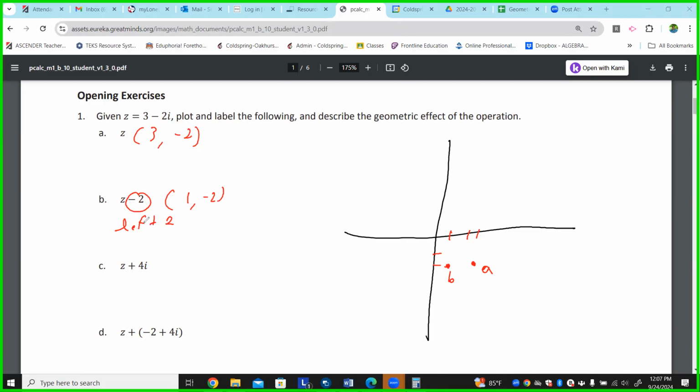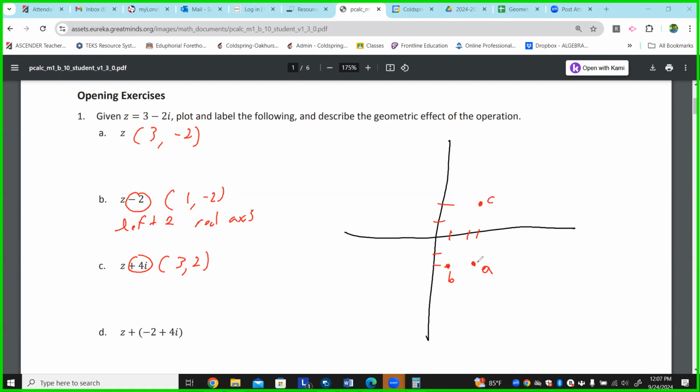Your book will probably say left 2 on the imaginary or the real axis or something like that. So it'll say real axis. Just know that if it says left, that's the direction you're going. What's this plus 4i going to do to the point? The imaginary. So what's its coordinate? Very good. So negative 2 plus 4 would be positive 2. So 3 comma 2.